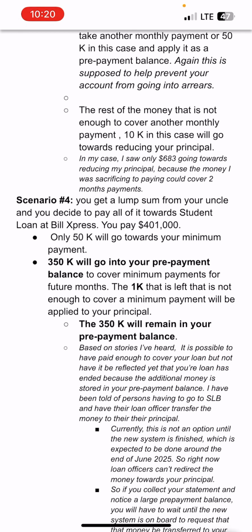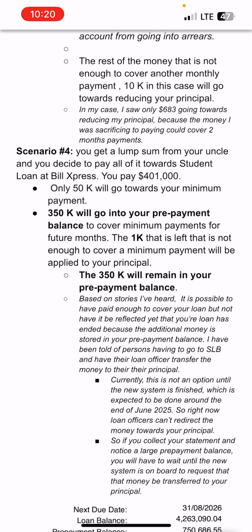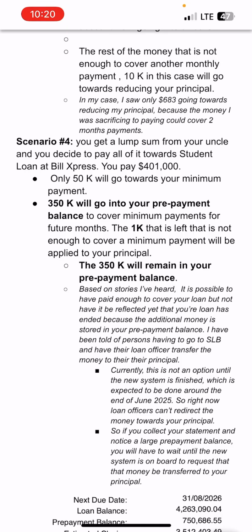In my case, what prompted my alarm is I only saw $683 going towards reducing my principal. And I was like, no, man, look how much money I pay. What is this? Yeah. That's when I decided to go check it out.